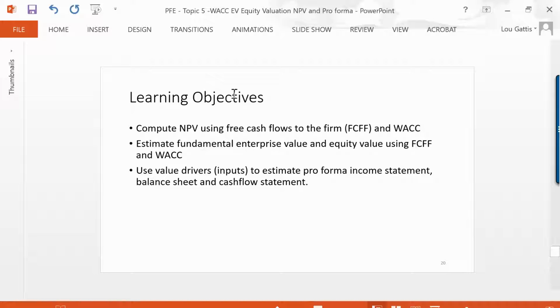So on this topic, we talked about computing NPV using free cash flows of the firm and WACC. We estimated fundamental enterprise value and equity value using free cash flows of the firm and WACC. And we talked about using a value driver model.